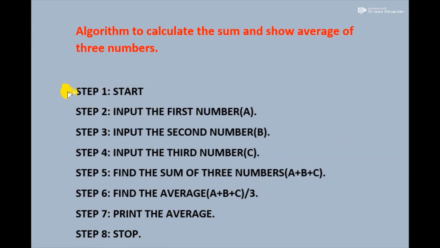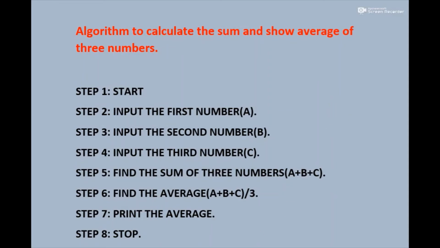Whenever we are going to create an algorithm, we always need some inputs. Here we are going to calculate the sum and average of three numbers, so we need three numbers as inputs. Step 2 is input the first number, which will be held by the variable a. Step 3 is input the second number, held by variable b, and input the third number, held by c. So here a, b and c are the three variables which contain the three numbers.